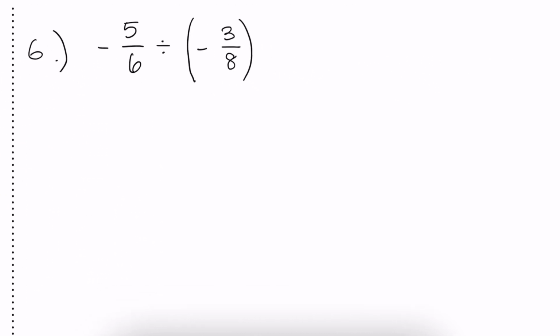Okay. Division is a slightly more complicated concept with fractions. I'm going to simplify things a little bit here. Because we're dividing a negative number by a negative number, we're going to get a positive answer. So I'm going to get rid of those right away. So it's just 5 over 6 divided by 3 over 8. Now, a quick thing to do with division is you can turn this into multiplication and switch these.